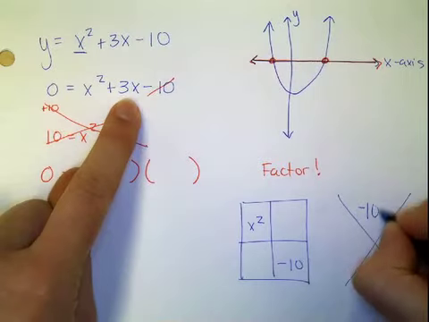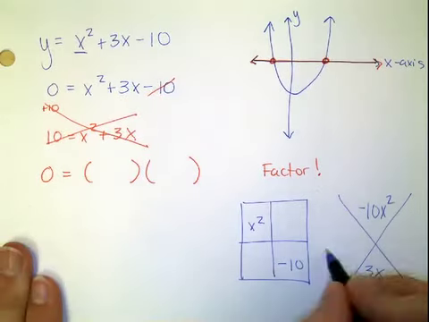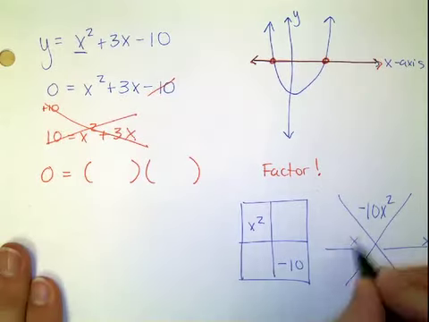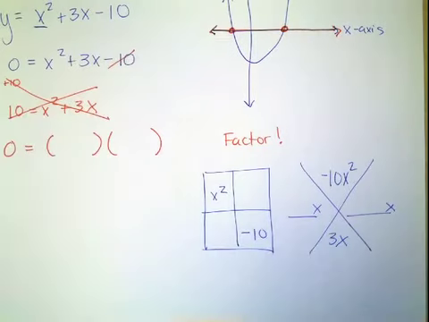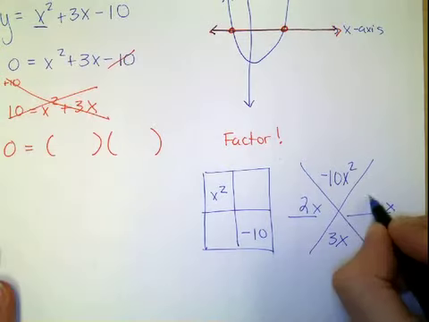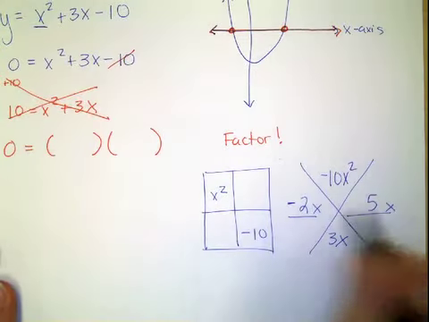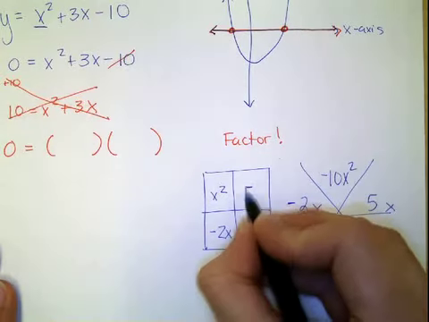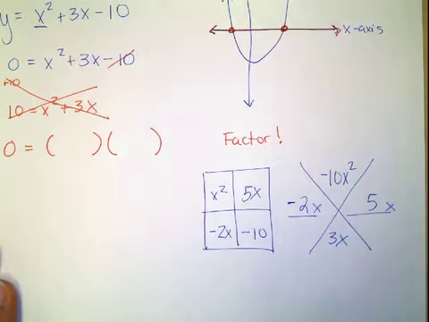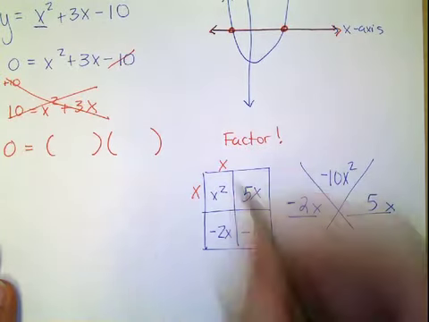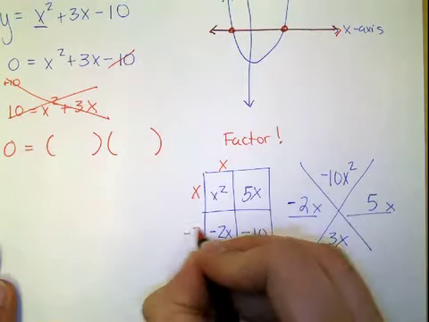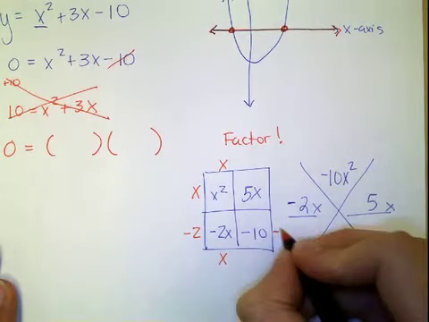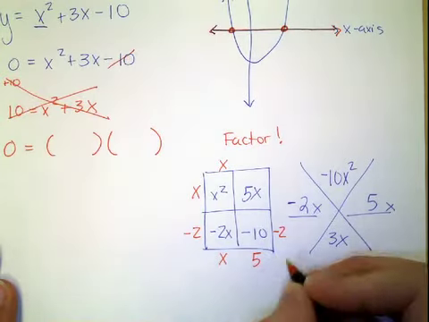Negative 10 times x squared is negative 10x squared, and you find two numbers that multiply to negative 10 and add to 3. So we could do 1 times 10 or 2 times 5. I'm thinking 2 times 5. And I'll make the 2 negative. 5 minus 2 is 3. Perfect. So negative 2x and 5x go in my boxes. I'm going to factor real quick. I'm going to go around the outside edges and say x times x is x squared. x times negative 2 is negative 2x. And negative 2 times 5 is negative 10.